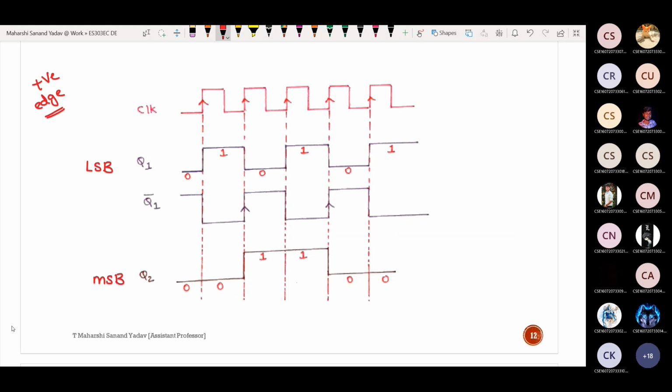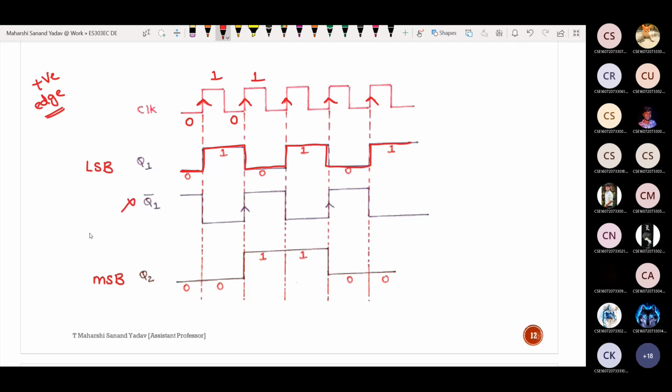Then what should I explain? How I'm getting the values of Q1? See, based on the diagram, based on the edge trigger, this changes. Now is this positive edge trigger or negative edge trigger? Positive edge trigger. Initially, I'm assuming a value of 0. When there is a positive edge trigger, it changes to 1. Next again from 1 to 0, 0 to 1, and 1 to 0, 0 to 1.